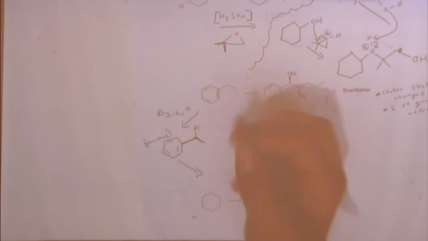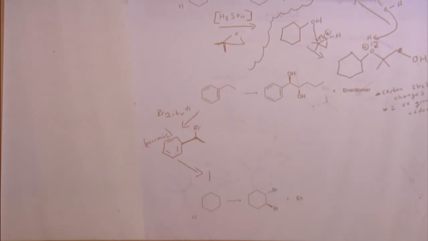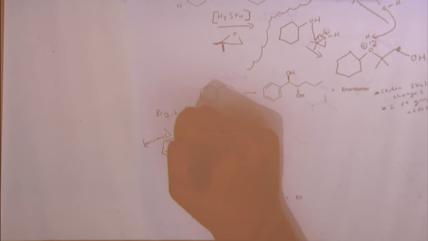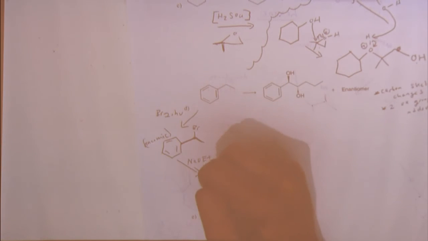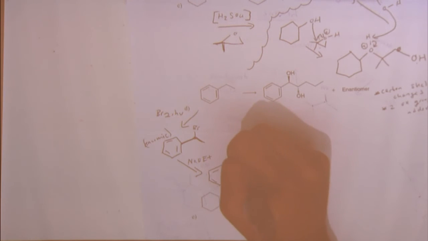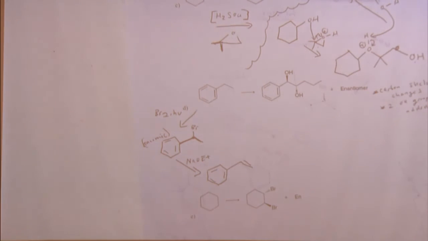Now, if our end goal is to somehow form an epoxide, then we're probably going to need to form a double bond. So we can eliminate that bromine with NaOEt to have an elimination product, which will give us the product here. Potassium tert-butoxide could have been used for this as well.